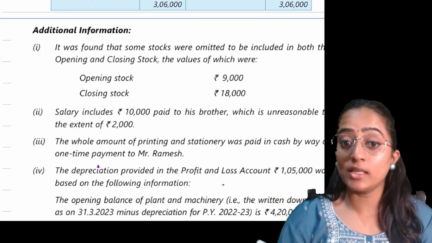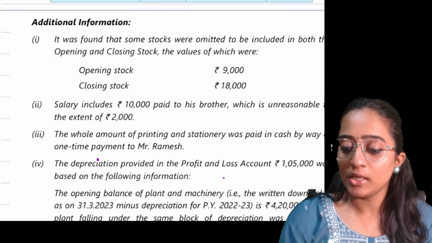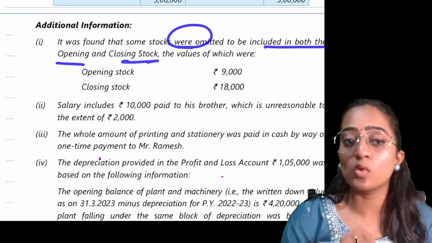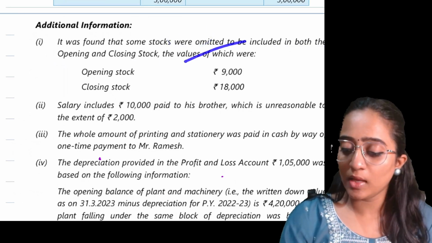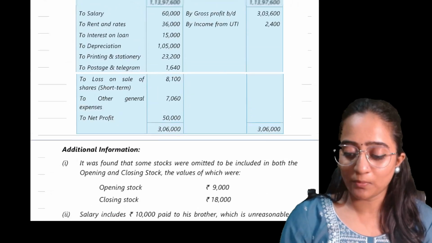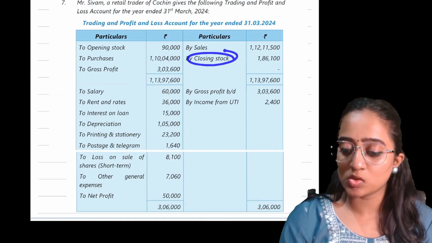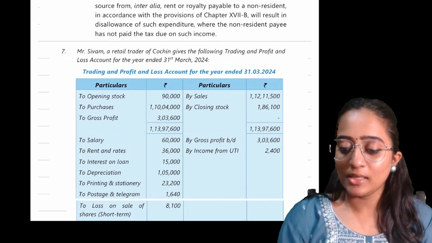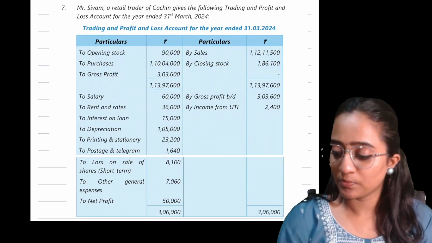So now let's get into the additional information in the question. It was found that some stocks were omitted to be included in both the opening and the closing stock, and the values were opening stock 9,000 and closing stock 18,000. People, if you observe, opening stock and closing stock information is already given in the question. Correct? So now let's take a simple example here.